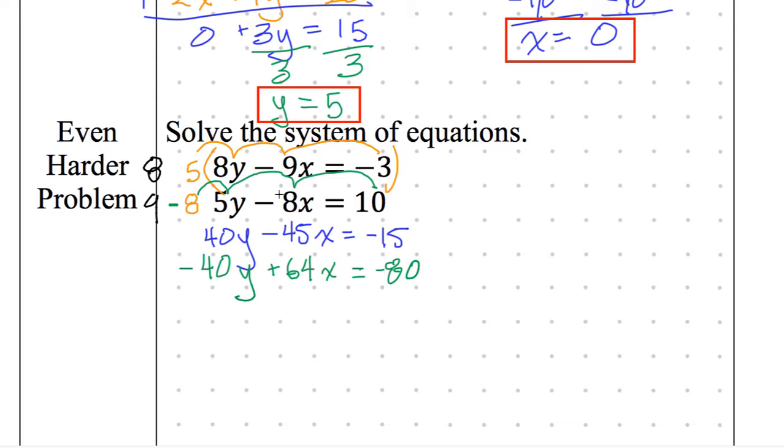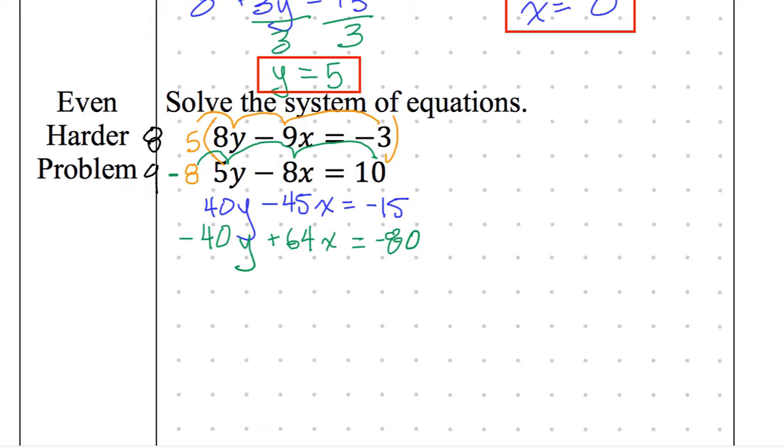Again, this is the hardest part of the lesson. I know it is. Really try to get this. Spend the time to understand. Why did we multiply by 5? Why did we multiply by negative 8? We wanted to eliminate the variable. We got the same coefficient in front of the y, the same number in front of the y. Therefore, they're able to cancel each other out.